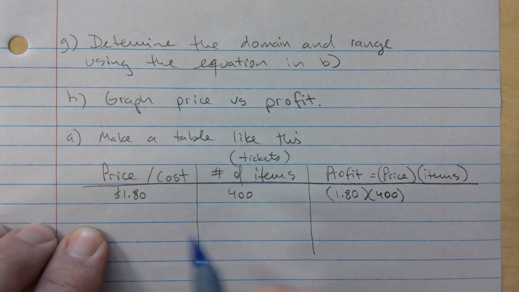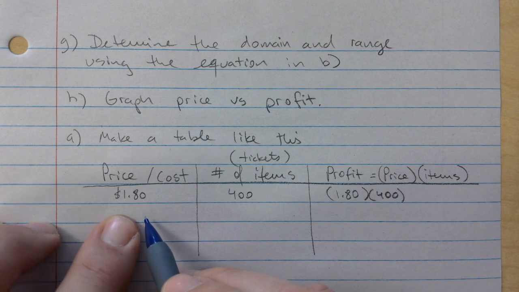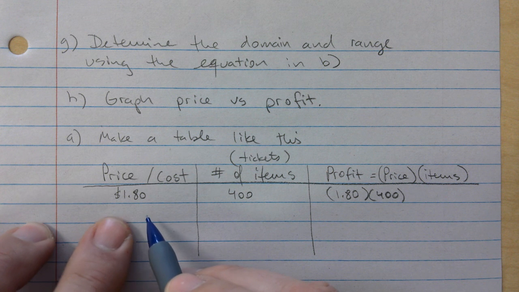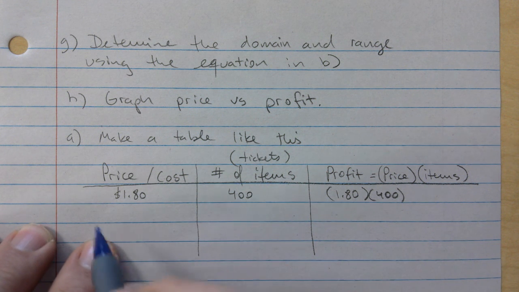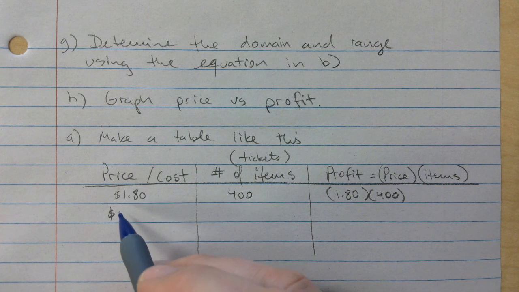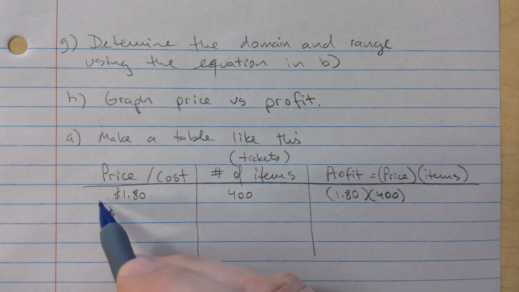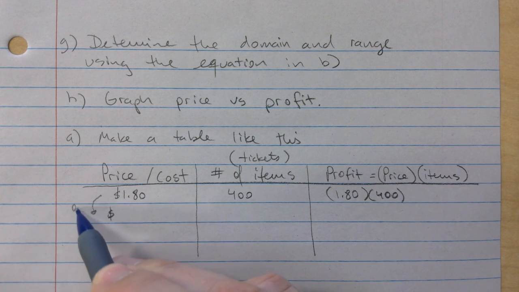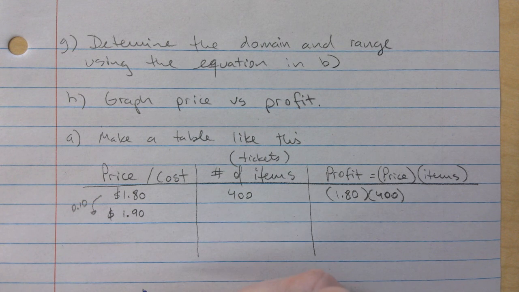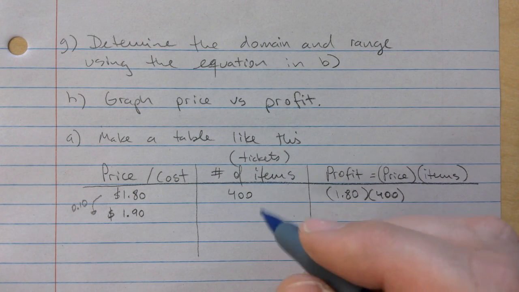And then something happens. One of them will go down, right? Or up, and the other one will do the opposite. So it says that for every 10-cent increase, if we were to increase the price by 10 cents, this would turn to $1.90, right? But there would be 40 fewer tickets sold.